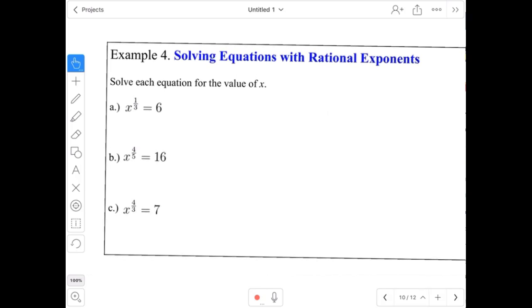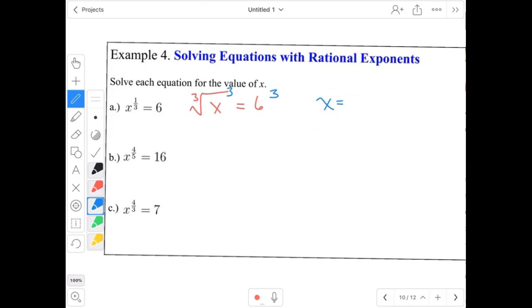All right, now if we are going to solve, it might be more beneficial for you to look at these things in a different way. For me personally, I would rather look at this as the cubed root of x is equal to 6, so that I know that I'm taking that to the third power. So that would give us x equals 6 times 6 is 36, times 6 is 216. Next one.